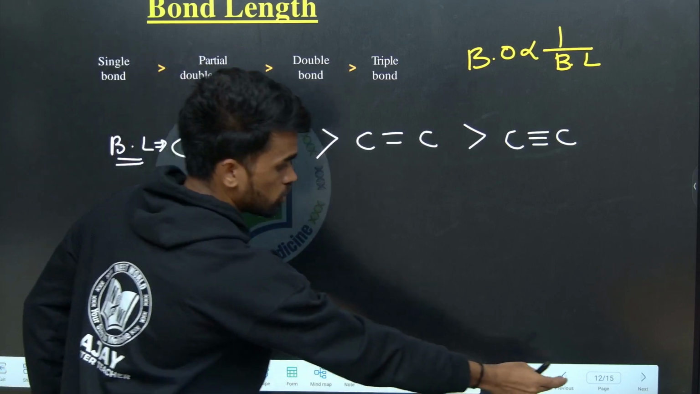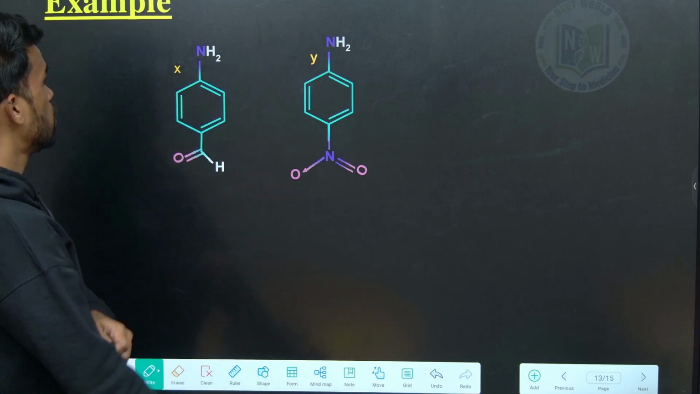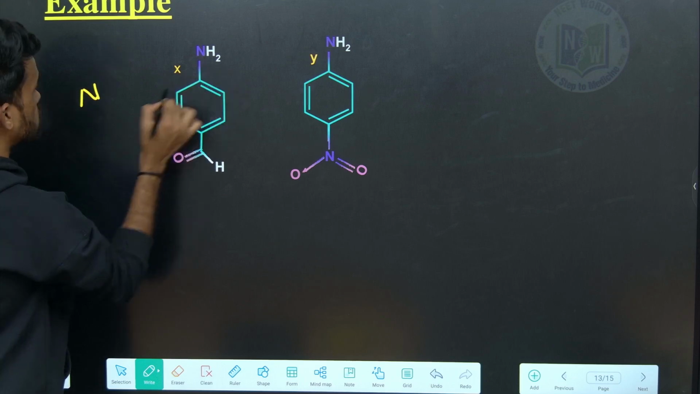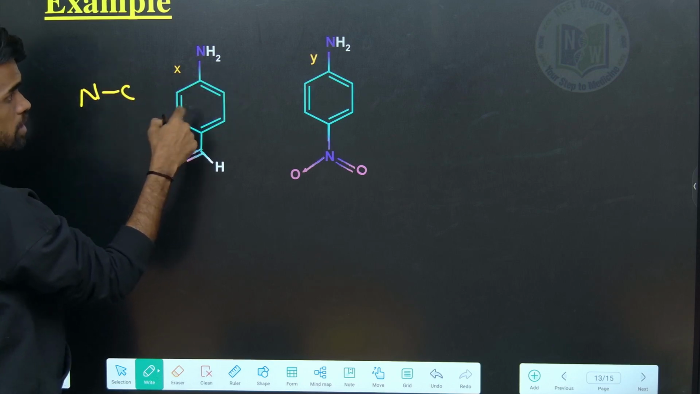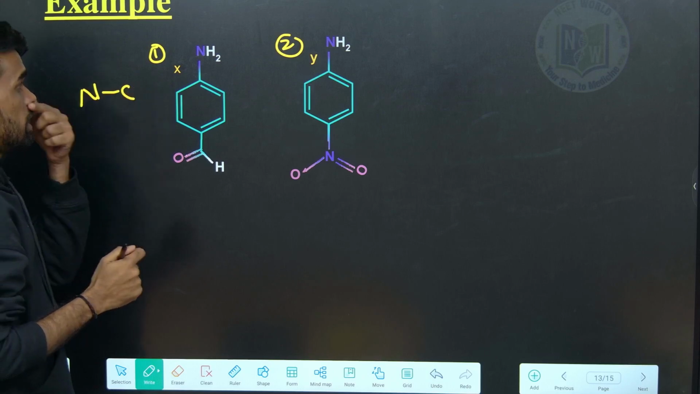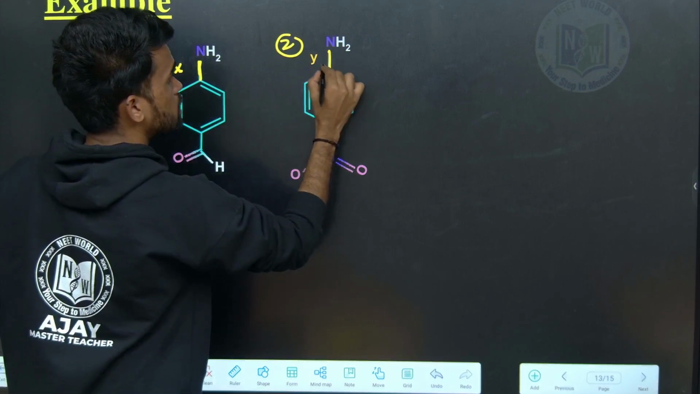Now I just want to give you one example on this. Here I have two things. I want the bond length of nitrogen-carbon in this example 1 and example 2. Consider the bond length here, which is represented with X, and here it is represented with Y.